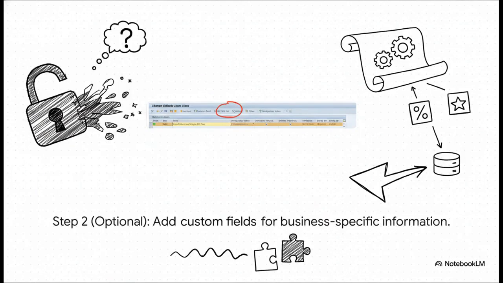But you might be thinking, what if my business needs something special, something unique? Well, that's what step 2 is all about. You see that Customer Fields button? That's your gateway to adding any specific fields your business needs. Maybe a special promo code or a unique service ID. This is how you really tailor that blueprint to make it your own.